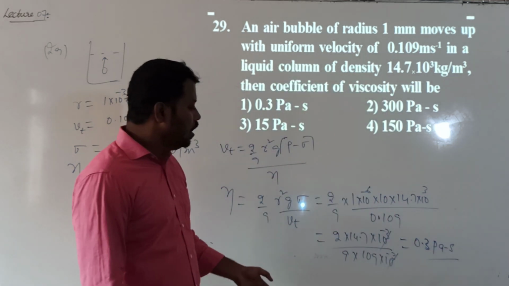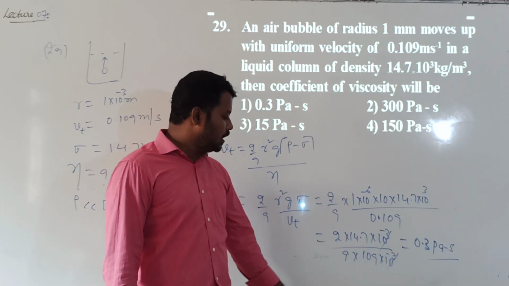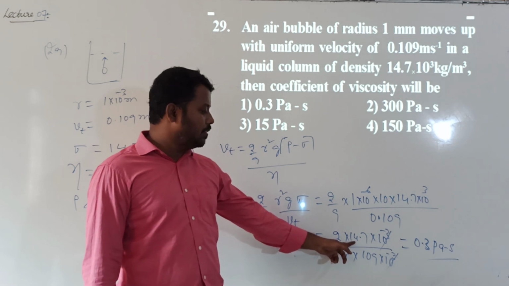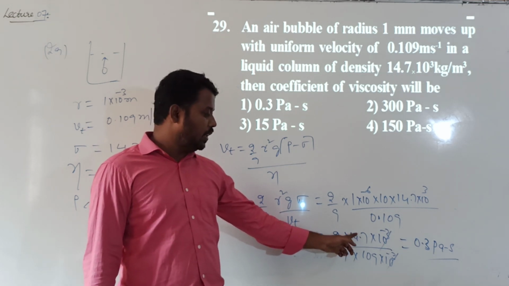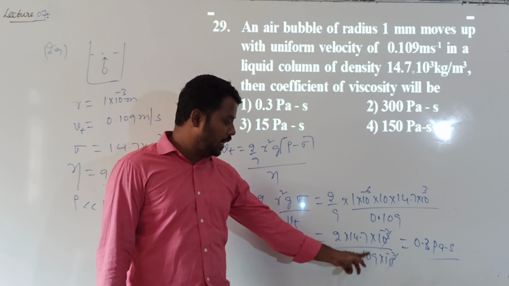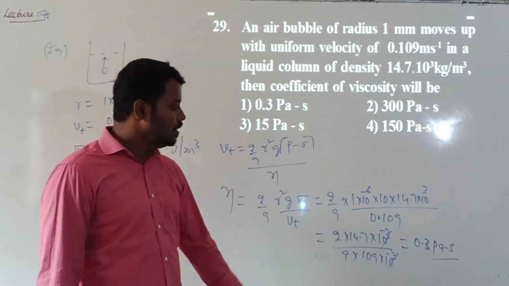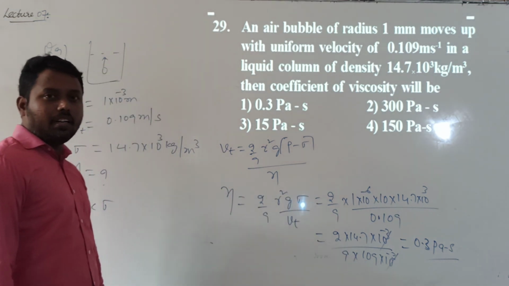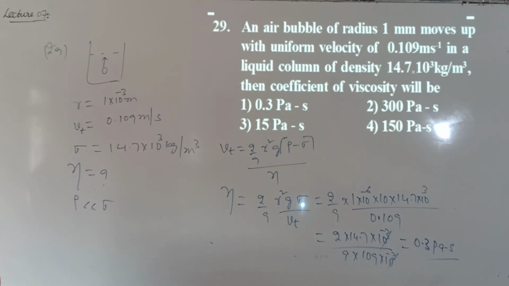Simple simplification: 2 into 14.7 gives 29. So 29 will go for 109. Directly you can simplify, so that is the answer 0.5. Understood? So this is question number 29.